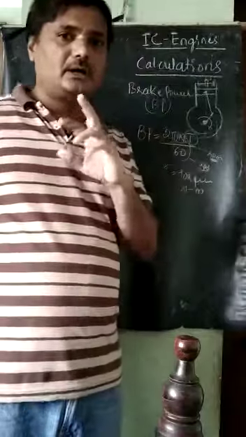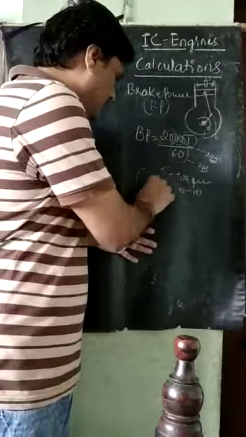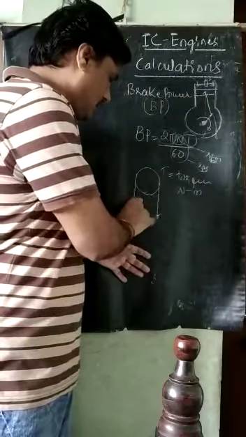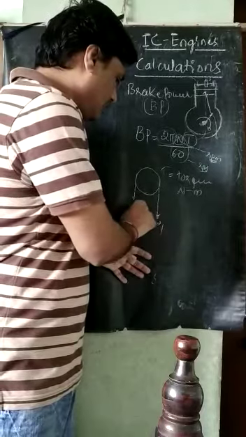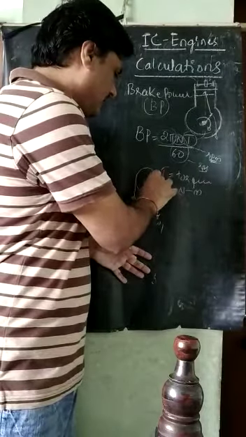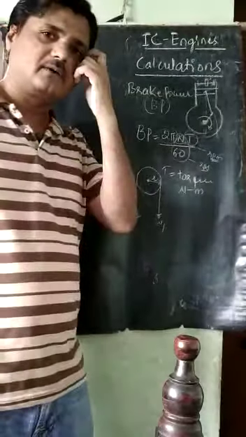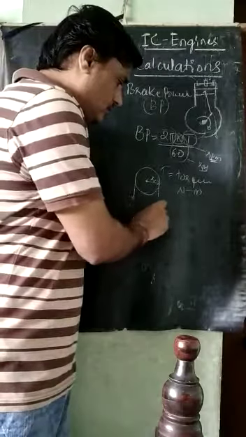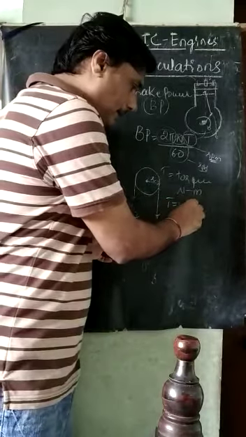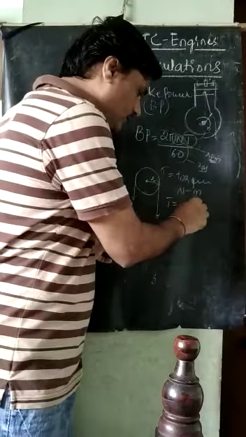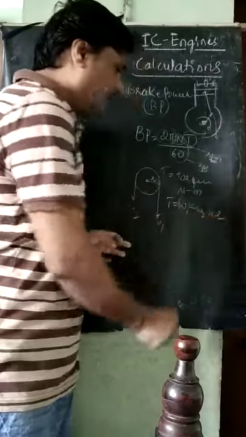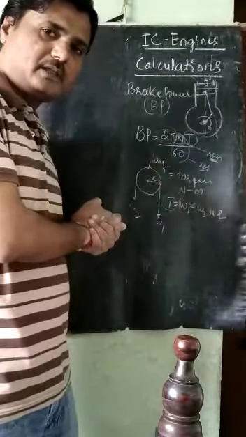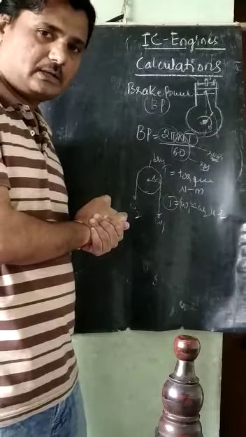In the case of a dead weight dynamometer, weights are put on both sides, for example W1 on one side and W2 on the other, with R the radius of the drum. How do we find the torque here? The net weight has to be taken. So torque is equal to W1 minus W2, the difference, into R, the radius of the drum. This is how we measure the torque or BP with a dynamometer.